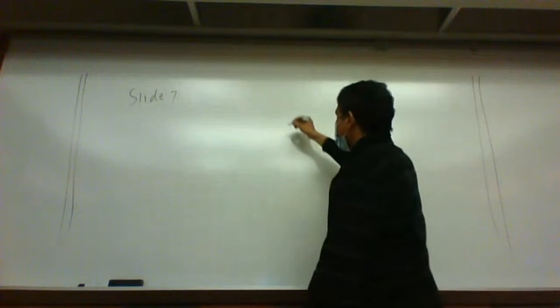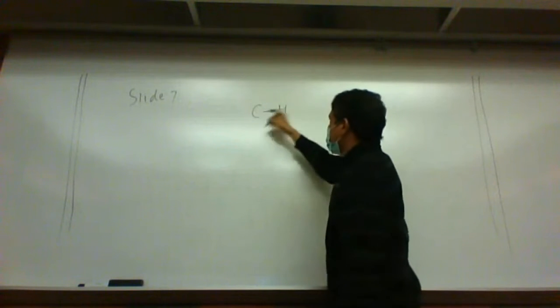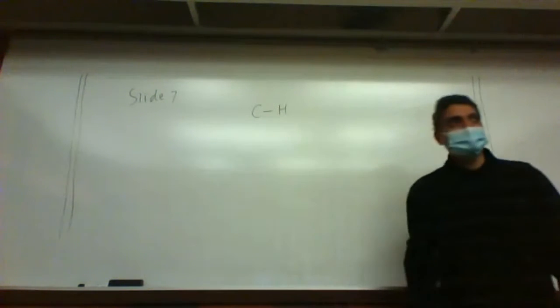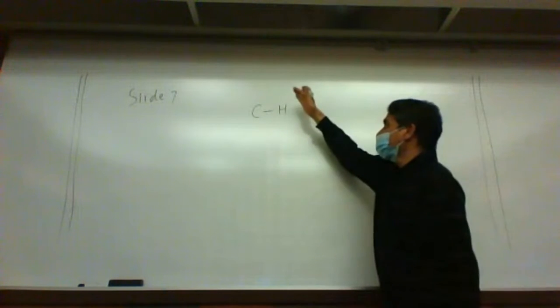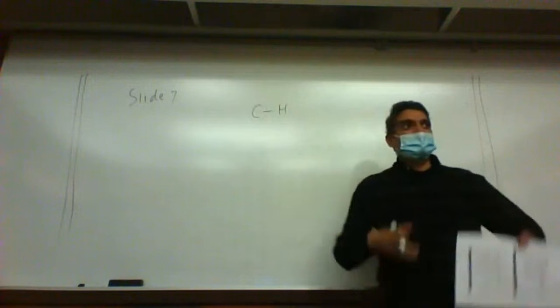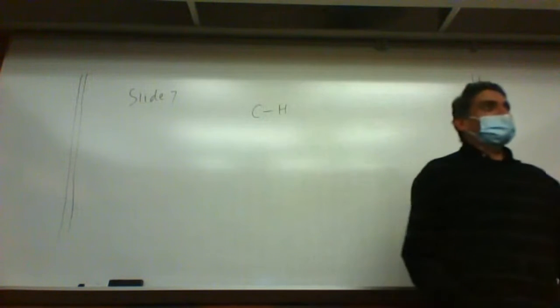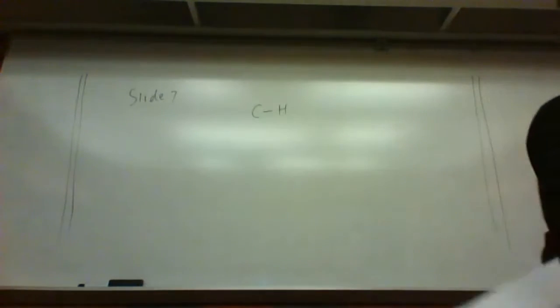So bond strength is, you have a bond like this, C and H. So C and H are bonded together. This bond has some strength, right? So we need to supply some energy to break it. How much energy we supply to break that bond is called bond strength. Make sense? Good.